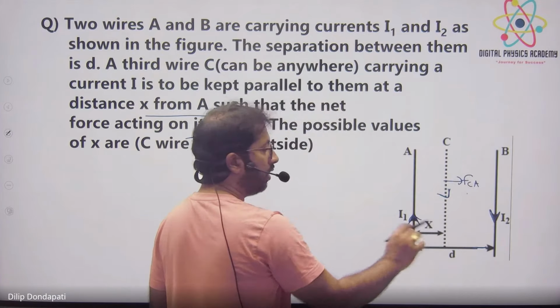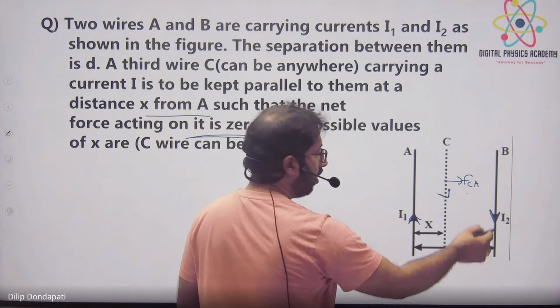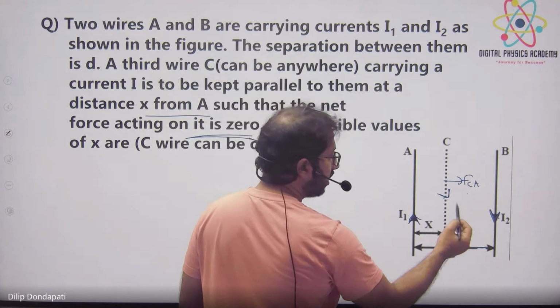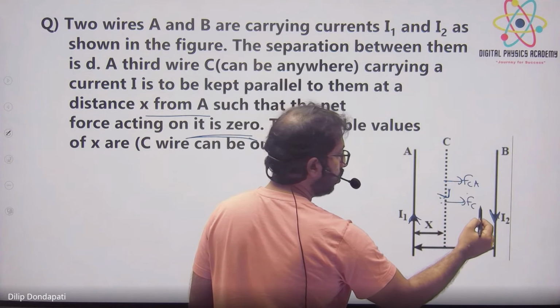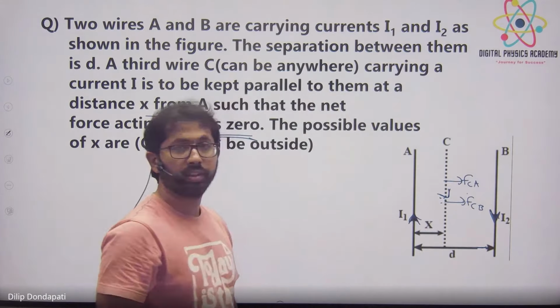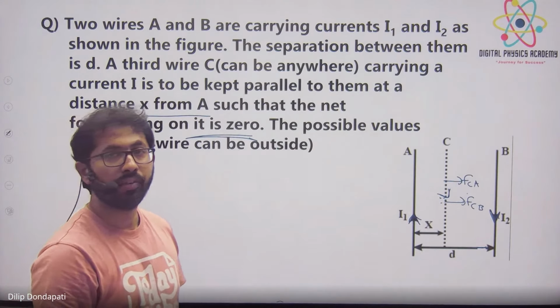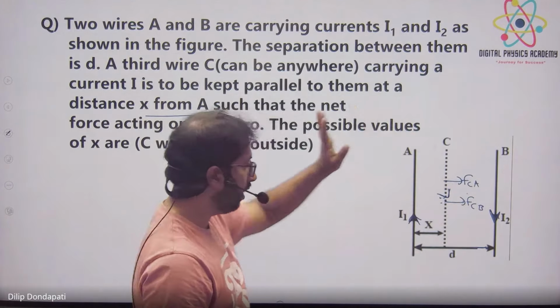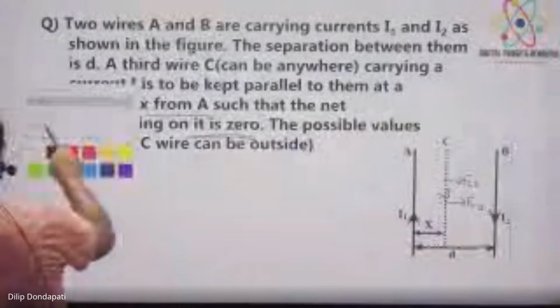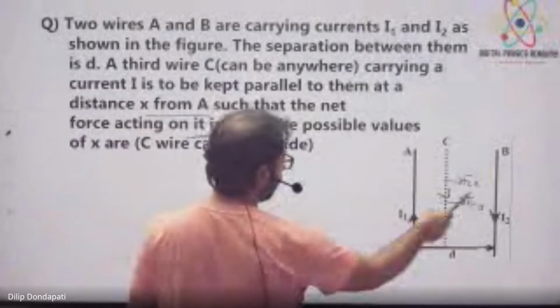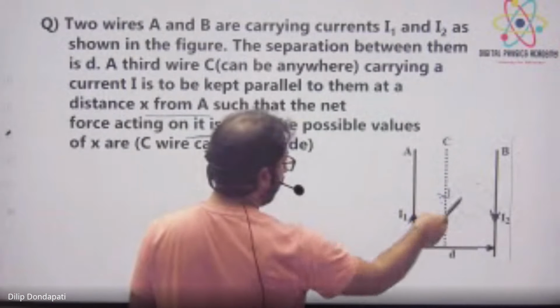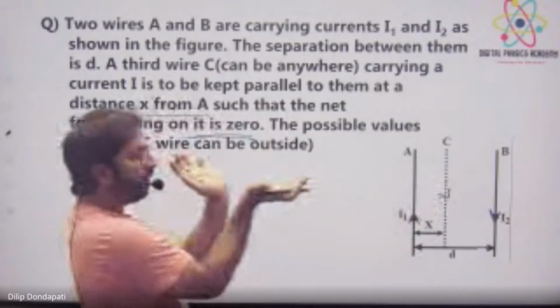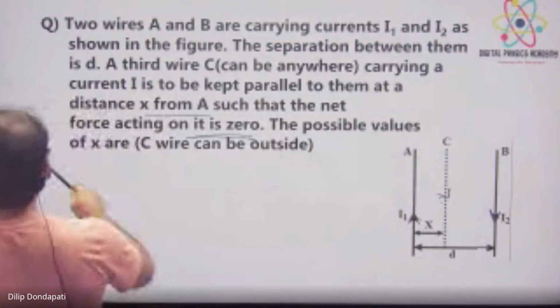Now with this one, tell me, what happens with these parallel currents? They attract. So that is the force on C due to B. Is the net force 0 in this case? No, the net force is not 0. That means the middle position is not valid. For net force to be zero you need forces in opposite directions. They are not cancelling. Okay.